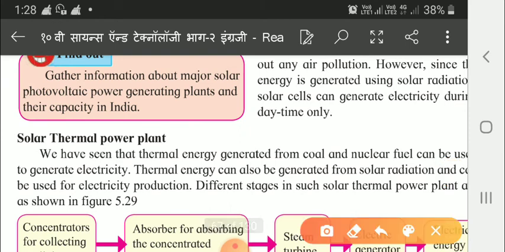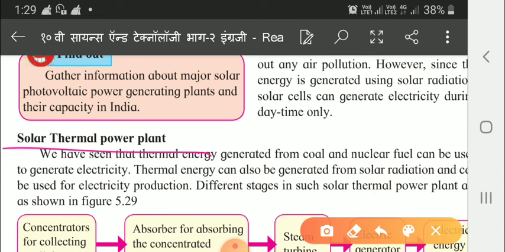Now, the solar thermal power plant. You have studied in the second part what the second process was: the energy in solar radiation is first converted to thermal energy, and then a turbine generator system is driven using the thermal energy to generate the electricity. So we'll see the solar thermal power plant now.